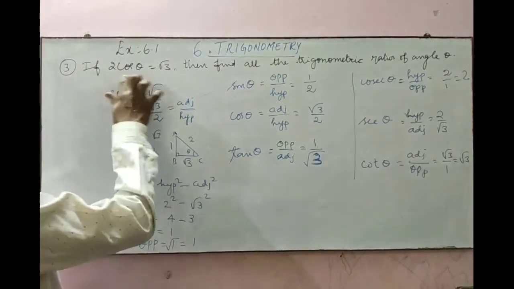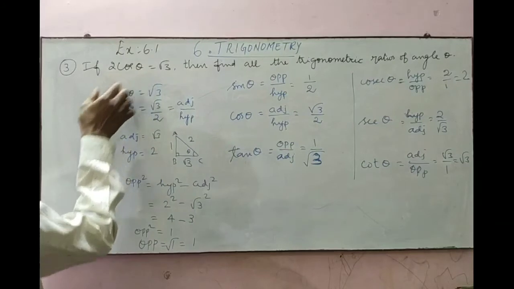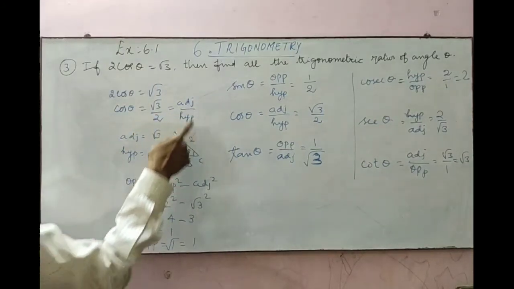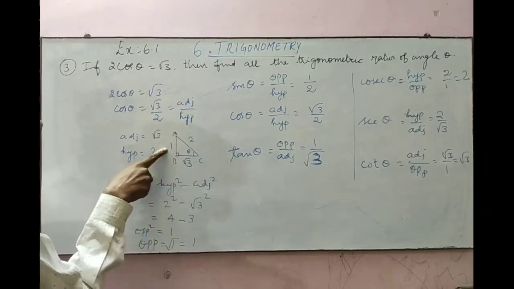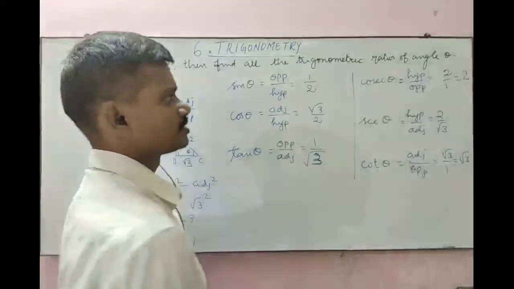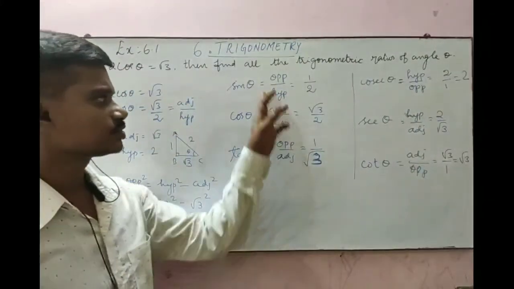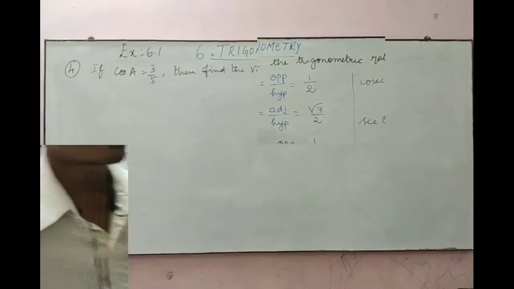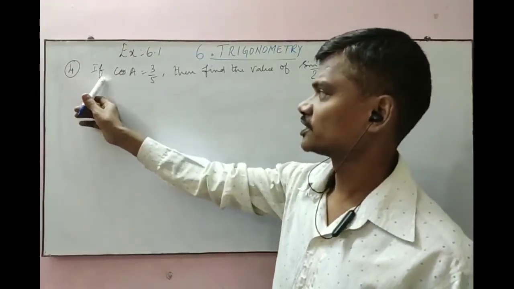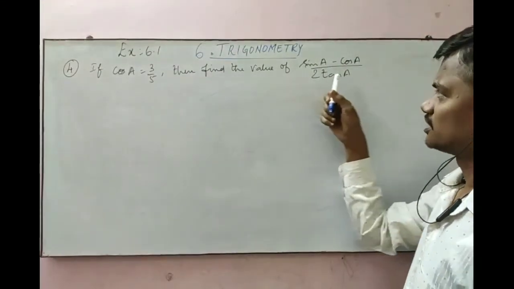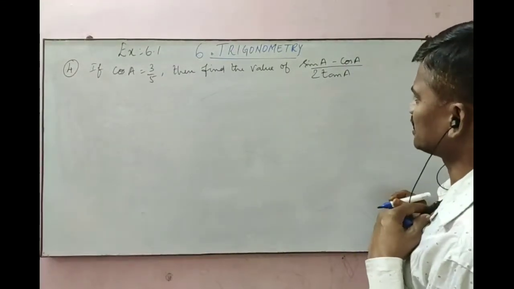When the question is given as some other theta, you have to find the 2 sides. From those 2 sides you get the third side. Using these 3 values you can write the 6 trigonometric ratios. So learn the formula well, then only it is easy for you. Next, in the fourth sum, if cos A is equal to 3 by 5, then find the value of sin A minus cos A by 2 tan A.